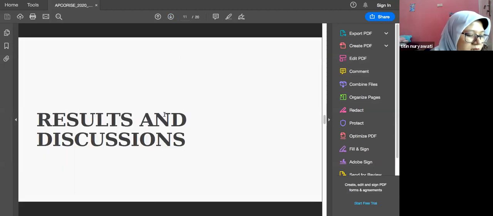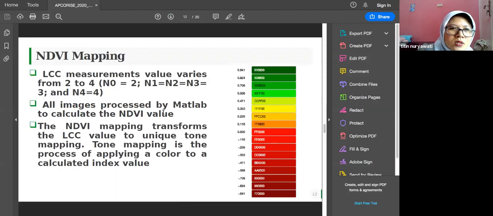Results and discussion. The NDVI mapping transforms the LCC value to a unique tone mapping. The values are in the picture on the slide. Tone mapping is the process of applying a color to a calculated index value. All images were processed by MATLAB to calculate the NDVI value.